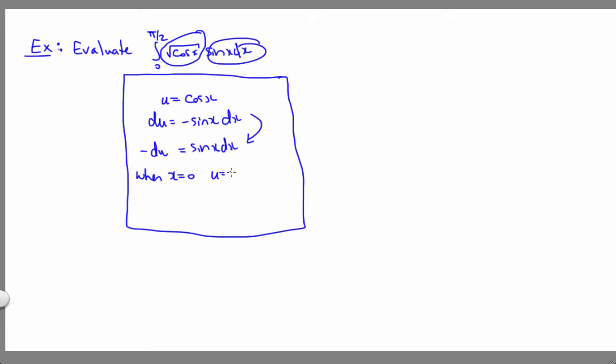Well, u would be cos 0, which is 1. If we do the same thing for the top limit, when x is pi over 2, u would be cos pi over 2, and that's equal to 0. So the idea is that these new numbers, the 1 and the 0, are going to get put on the integral when we go through our substitution.